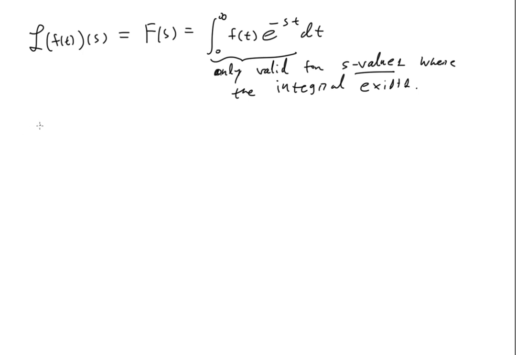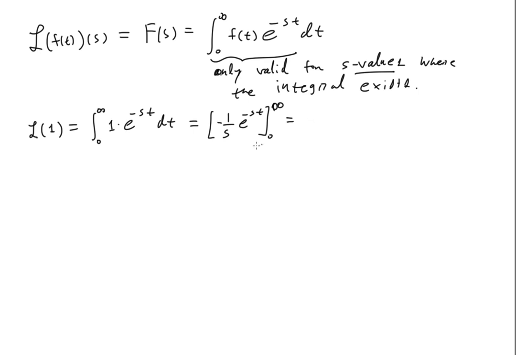So I'm going to actually just start with an example. We'll start with a very simple function, just 1. Okay, we can do an integral of that one. 1 times e to the negative st dt. Now recall that s is now a parameter in this integral. And what we're going to do is compute the antiderivative, which is going to be negative 1 over s, e to the negative st, and we're going to evaluate from 0 to infinity.